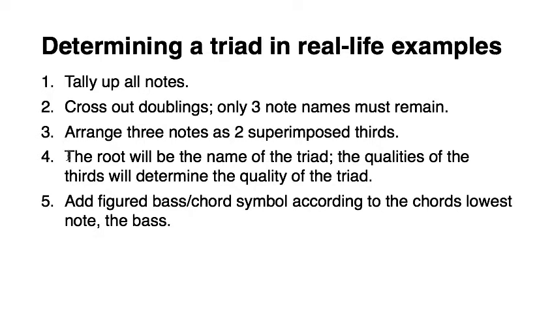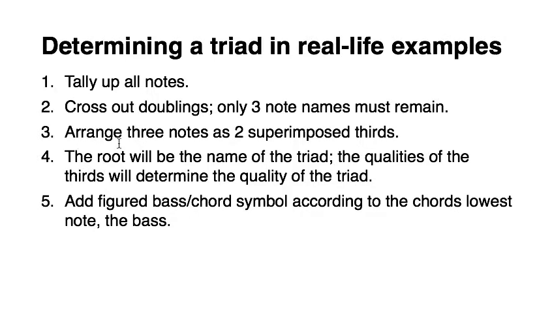Your 4th step will be to determine the name of that triad. The root will be the name of the triad, and then the qualities of the thirds between root and third and fifth will determine the quality of the triad. And then you add your figured bass or your chord symbol, depending on your preference or on the tradition that you're working for, or your professor's preferences, according to the chord's lowest note, the bass.